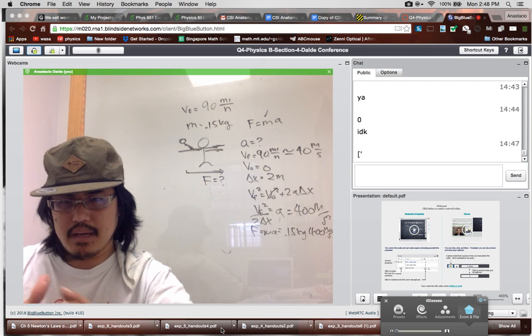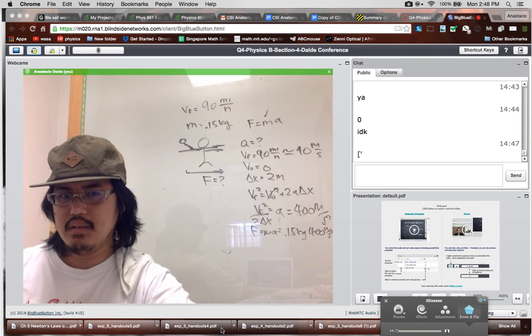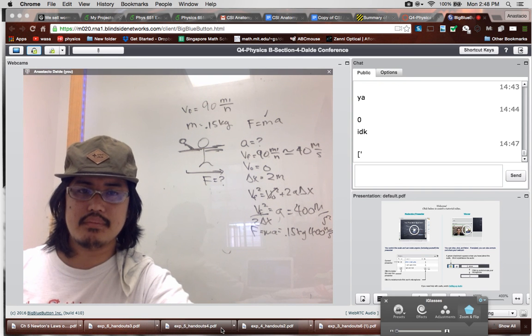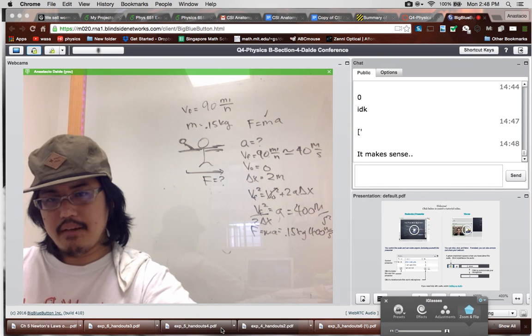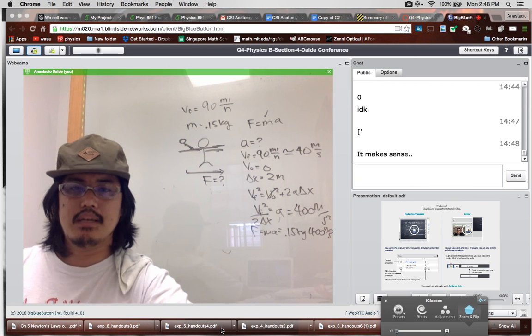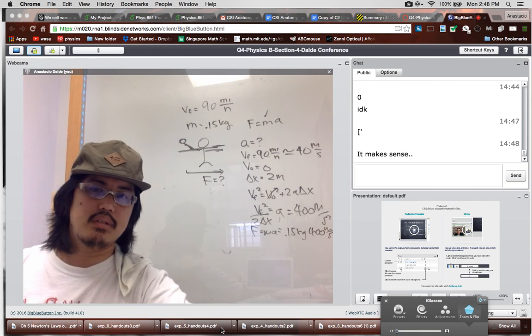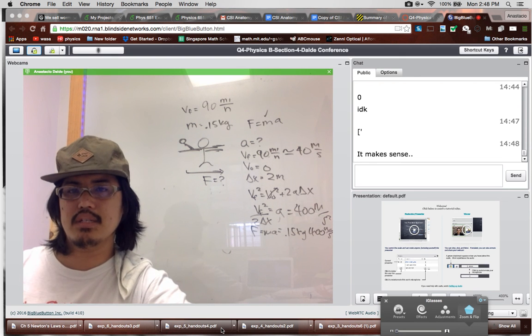How do you feel about F equals ma? Is it familiar? Does it make sense to you? Is it easy? Hard? All right, cool. I feel like this chapter is going to be pretty cake. Vectors. This has a lot to do with sine, cosine, and tangent, so make sure you brush up on that.